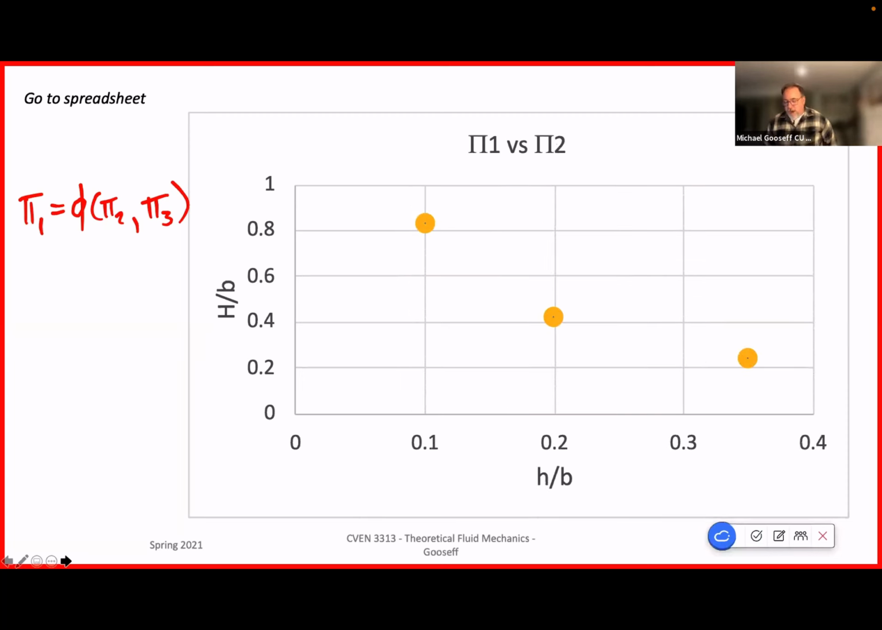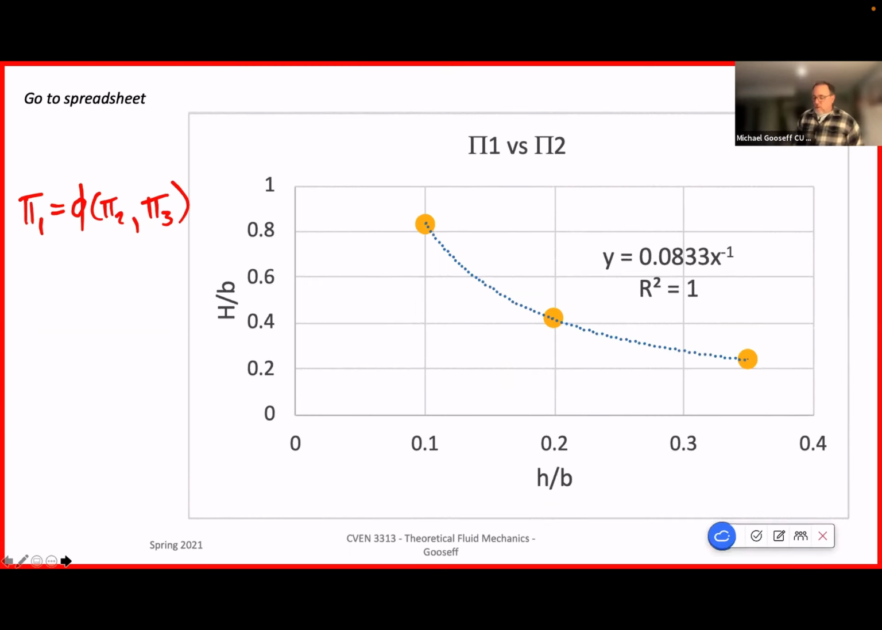However, when we relate pi 1 to pi 2, now you can see something has developed, right? We could try to fit a line through this, but it turns out that if we use a log normal plot or a power law plot here, we end up nailing these, right? So r squared equal to 1. And what this equation basically comes out to is y, big H over b, is equal to 0.0833 times, in this case, little h over b to the minus 1 power. Or we could have just written that as little b over L, essentially.